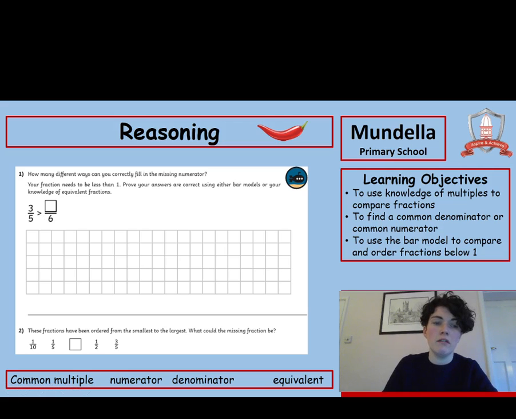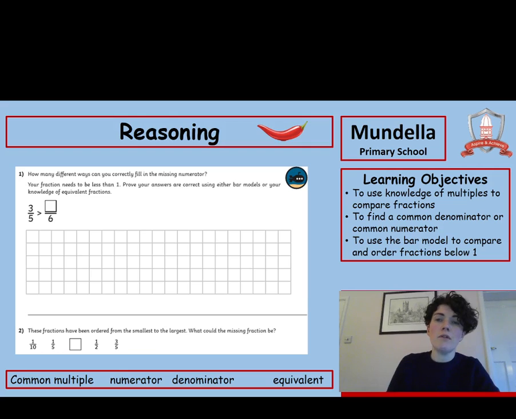Think about it. Right, and then in question 2, these fractions have been ordered from the smallest to the largest. What could the missing fraction be? So that's looking at your understanding of numbers in a sequence. Okay, fractions within a sequence. Pause the video now if you'd like to have a go at the red chili pepper challenge.